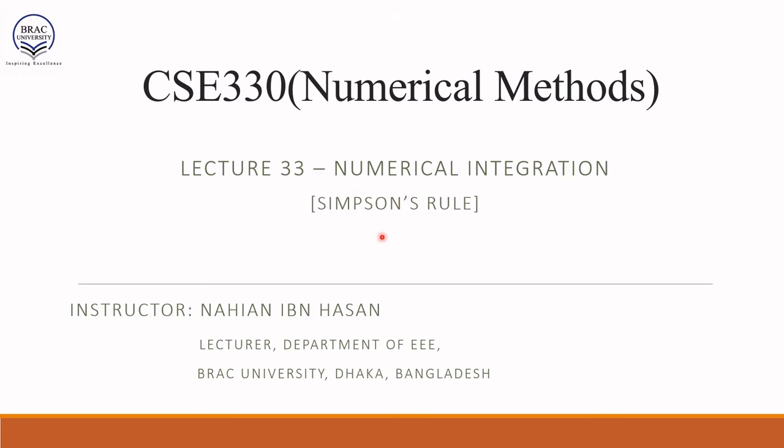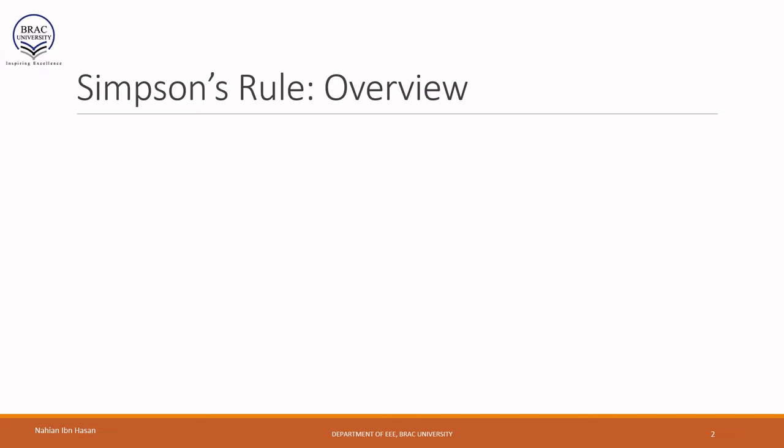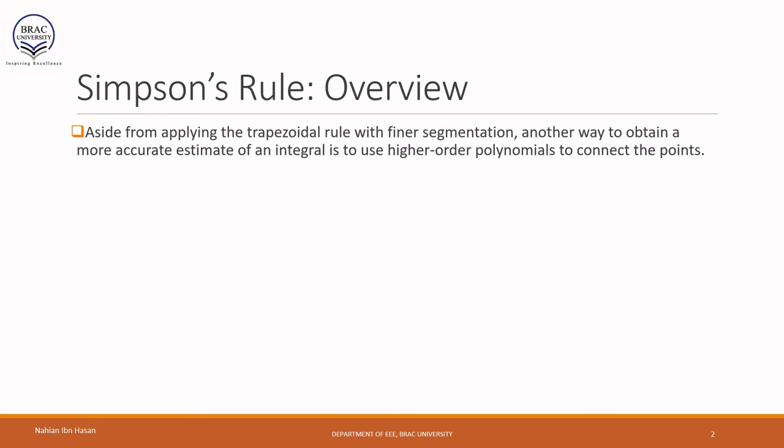Remember that Simpson's rule is another closed method, and it's also one of the Newton-Cotes formulas that we are going to learn in this course. The trapezoidal rule was also a closed method and a Newton-Cotes formula. But Simpson's rules are more advanced than the trapezoidal rules. So let's find out the basics of Simpson's rules.